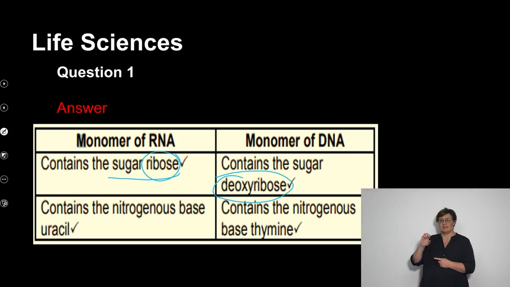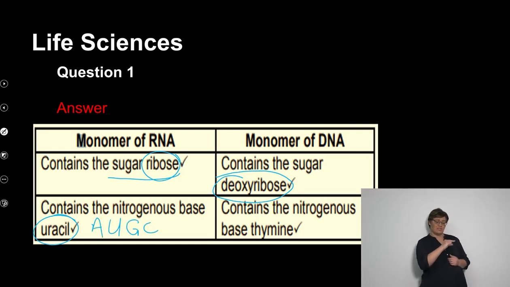We also know that in mRNA you have adenine, uracil, guanine, and cytosine. So we talk about AUGC, whereas in DNA you have your adenine, thymine, guanine, and your cytosine, where thymine and uracil are the two bases that are different.